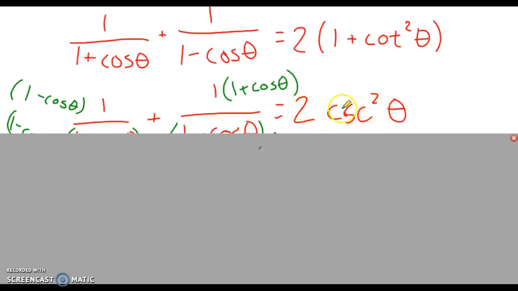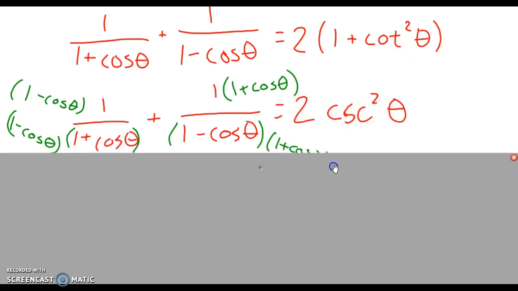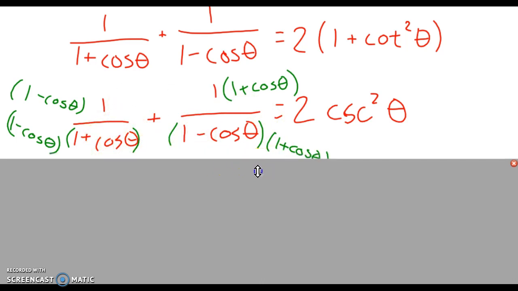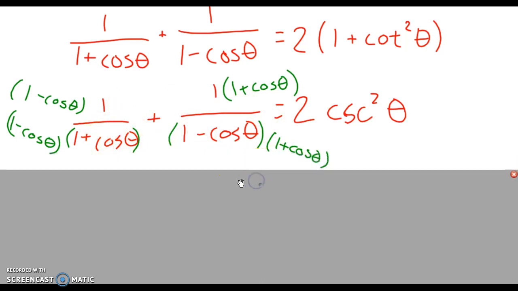So now I've simplified the right side, and now I'm going to go over here and work on the left side. I've got two fractions with two different denominators. So what I'm going to do is make common denominators so I can add them together. Now this 1 plus cosine theta fraction needs a 1 minus cosine theta, so I multiply the top and bottom by 1 minus cosine theta. The right one needs a 1 plus cosine theta, so again, multiply top and bottom by 1 plus cosine theta.